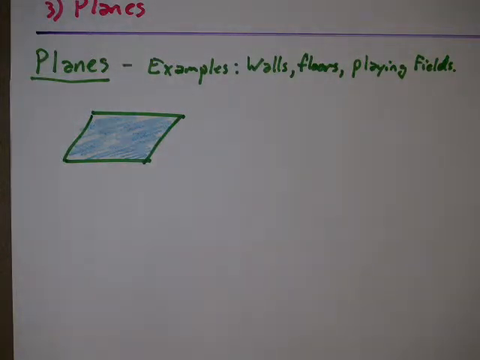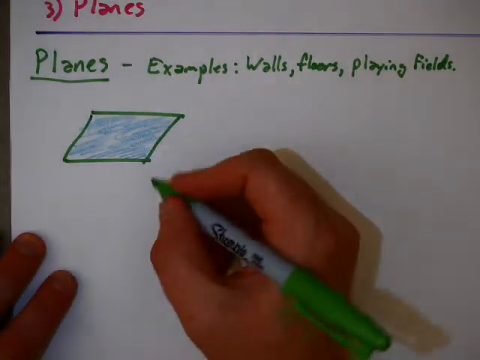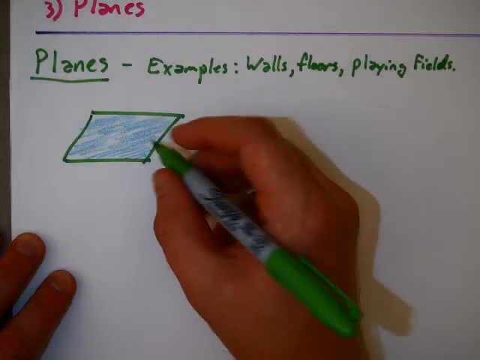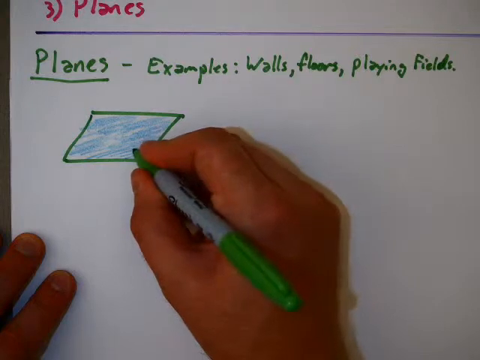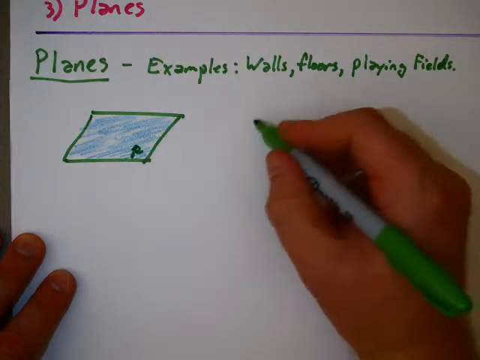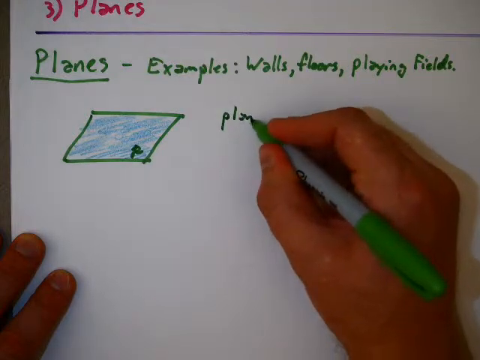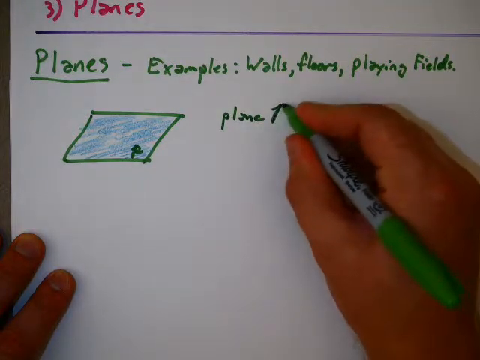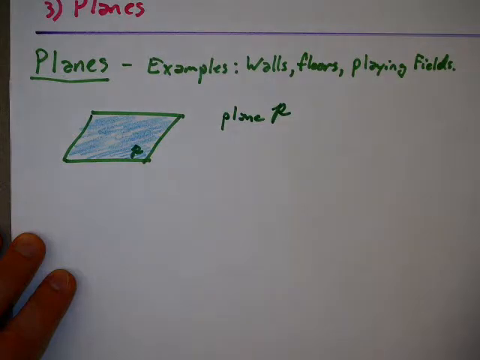And then they're usually going to put some points in it, and we name this in a couple of different ways. There will be a script letter, an uppercase cursive letter. Let's call this P for plane. So you would call this plane P, and you would do it in the script writing.